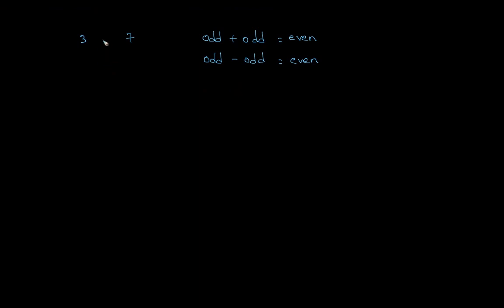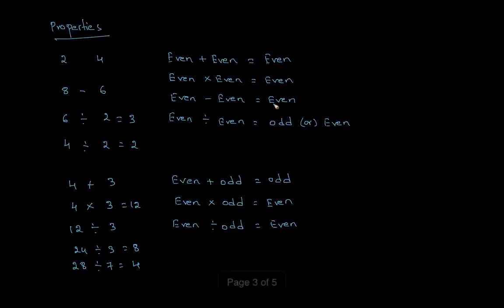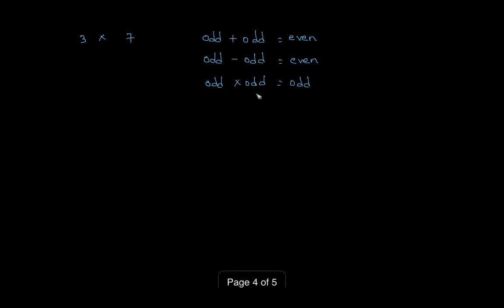Now, if you multiply odd into odd, 3 into 7, what number do you get? 21. You take 5 into 3, 15. So odd into odd is always an odd number, right? See the multiplication rules. Even into even is always even. Even into odd is always even. And odd into odd is always odd. Okay? Right.